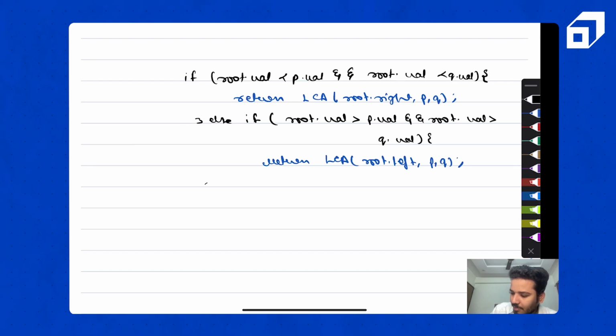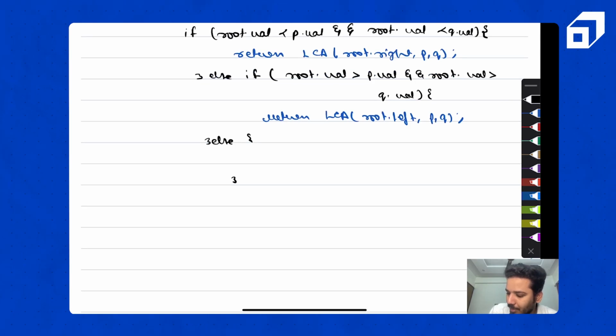And else means what? That I'm sitting at a point where one of the data nodes is on the left side, and the other node is on the right side, right? I am greater than one of them and smaller than one of them. So at this point, I am the LCA, so we'll simply return root.